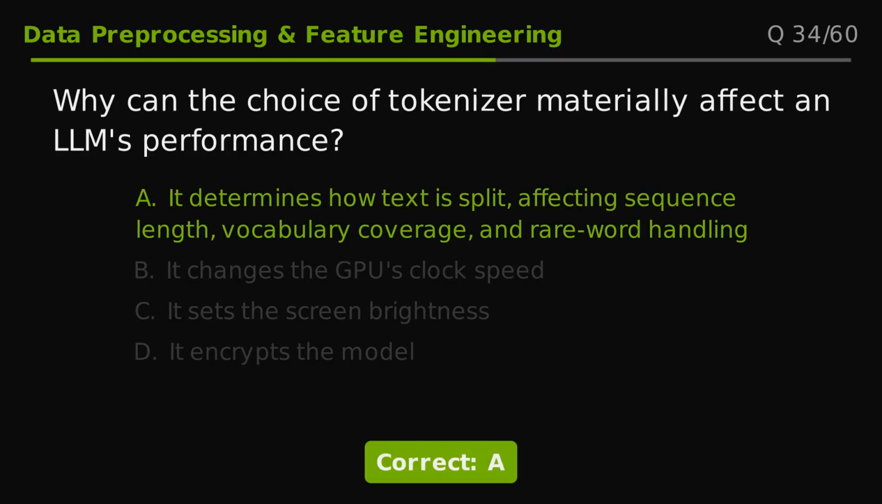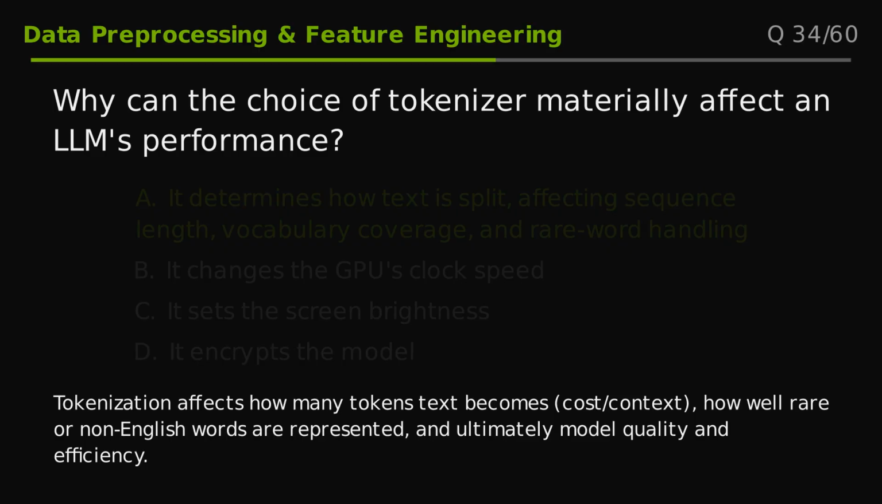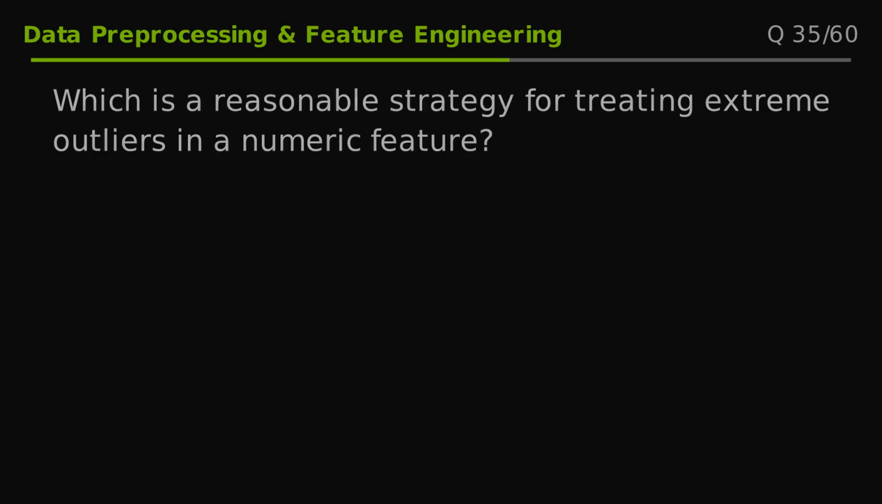The correct answer is A. Tokenization affects how many tokens text becomes, which affects cost and context, how well rare or non-English words are represented, and ultimately model quality and efficiency.